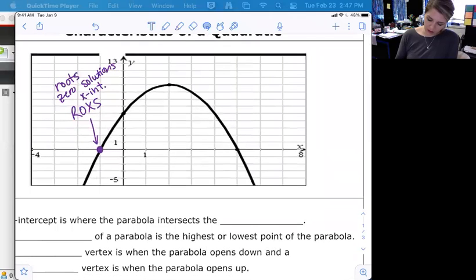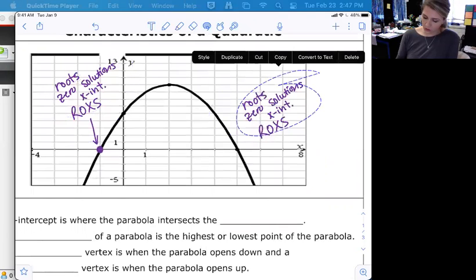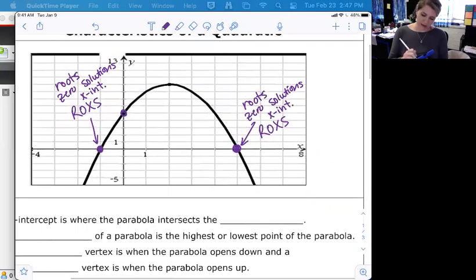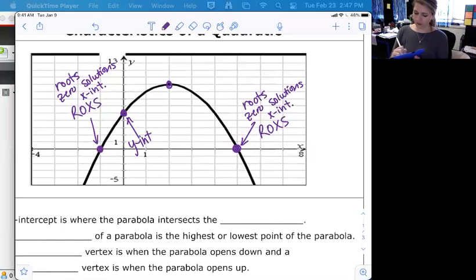Now, I'm going to copy these guys right here, because guess what? You have another one over here. Because we have another one over here, I'm going to label it right there. Again, these are called your roots, your zeros, your solutions, your x-intercepts. Next we have our y-intercept, which is this guy right here. Next is our vertex, which is always either the highest or the lowest point. In this case, because it's a high point, we call it a maximum.